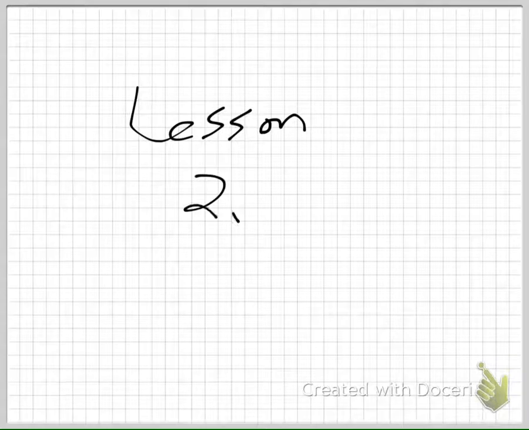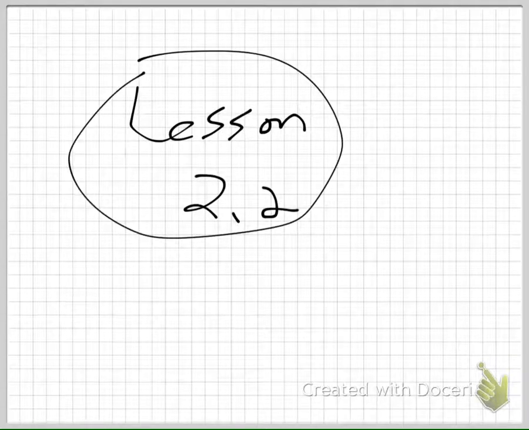All right, this is lesson 2.2 in algebra, solving one-step equations. There's more than that, like 7 or 8 types, but we're only going to go over 4 types today. One-step equations. Okay, ready? Here we go.